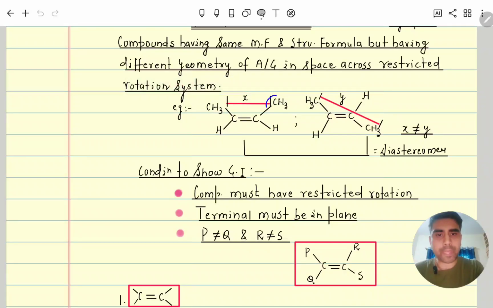This could be the same, this could be the same, or this could be the same, but on one side they should not be the same. Let's suppose the distance in between is X, and with one CH3 here and one CH3 here, the distance in between is Y. X and Y are not equal, hence it is a geometrical isomer. So the condition for a geometrical isomer is that the compound must have restricted rotation, and the terminals must be in plane. P should not be equal to Q, and R should not be equal to S.